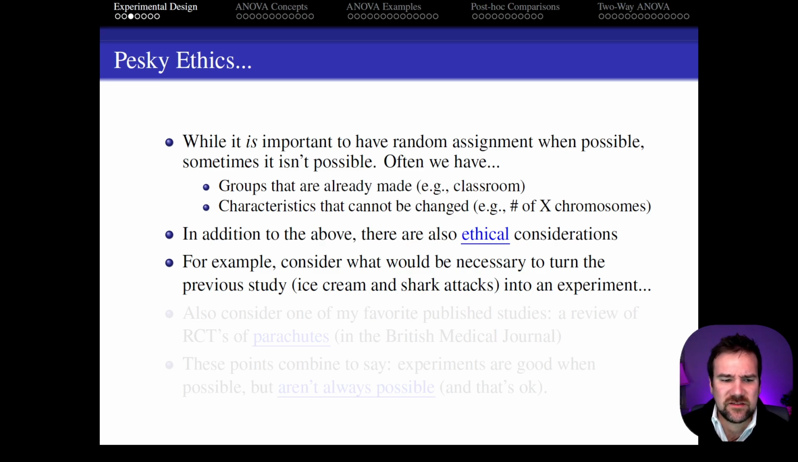But it's also the case that considering the study on ice cream and shark attacks, consider what would have to happen for that to be an experimental design. Well, first I'd have to see which one I think causes what. So let's say I want to do an experimental design and I think people eating ice cream causes sharks to attack them. So to set up an experiment, and again, we wouldn't do this because it's not ethical, but think about what would be necessary to do an experiment there.